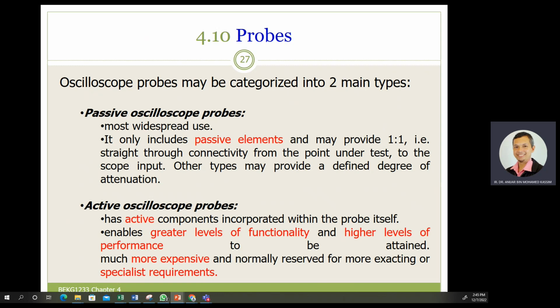Okay, then for the probes, oscilloscope probes may be categorized into two types. There are passive oscilloscope probes, which are the most widely used and only include passive elements, which may provide straight-through connectivity from the point under test to the scope input, or other types may provide a defined degree of attenuation. And there are also active oscilloscope probes, where active components incorporated within the probe itself enable greater levels of functionality and higher levels of performance to be attained. These are much more expensive and normally reserved for more exacting or especially demanding requirements.